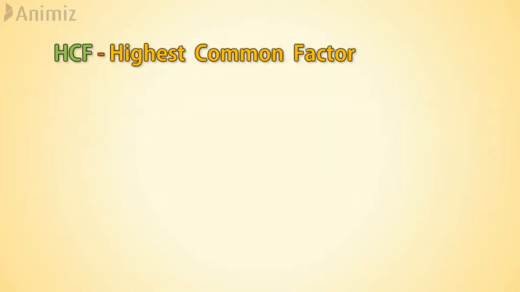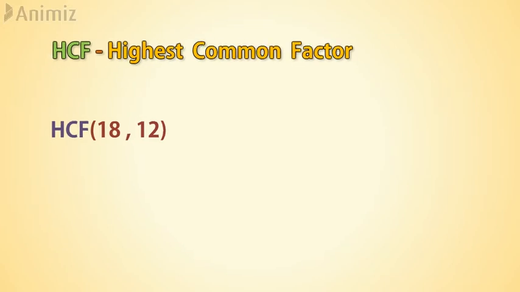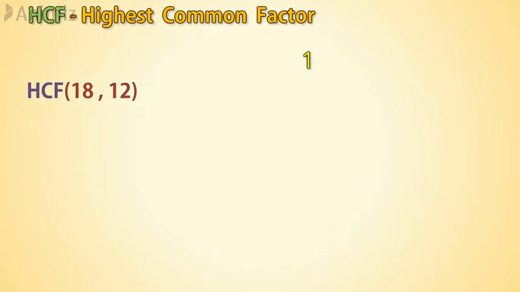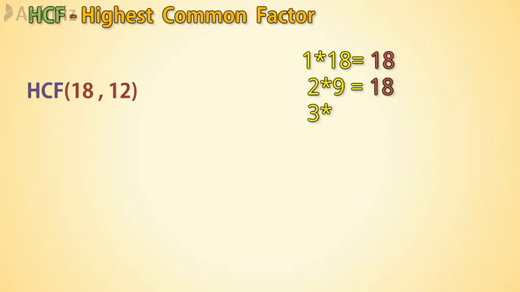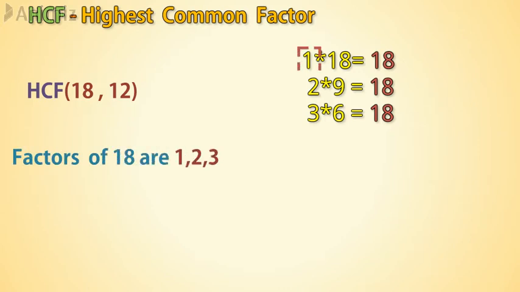Now, we are going to find the HCF of 18 and 12. For that we should know the divisors of 18 and 12. Since the possible factors of 18 can be written as the multiples of 1 into 18, 2 into 9, 3 into 6. Therefore, the divisors of 18 are 1, 2, 3, 6, 9, 18.